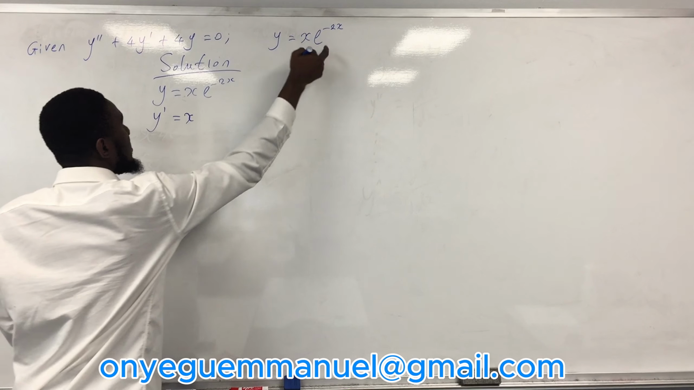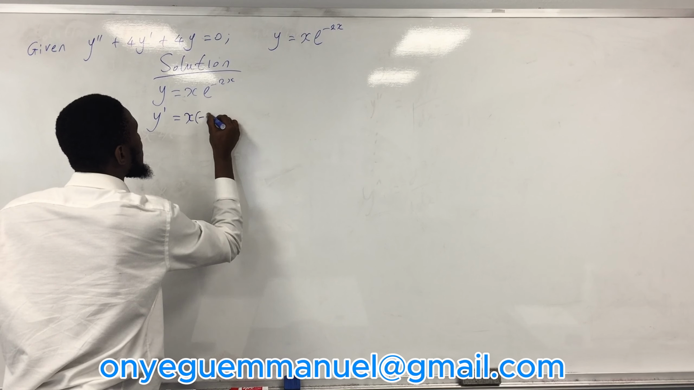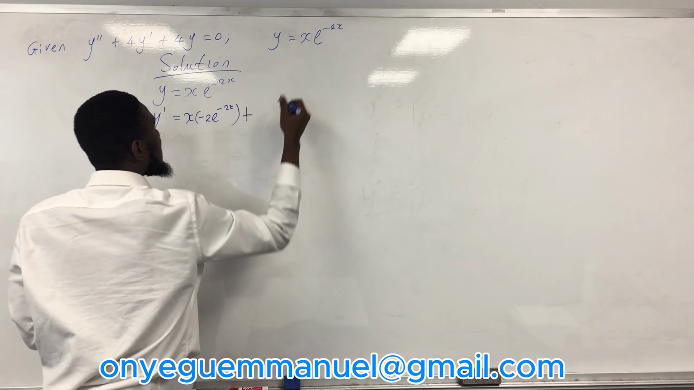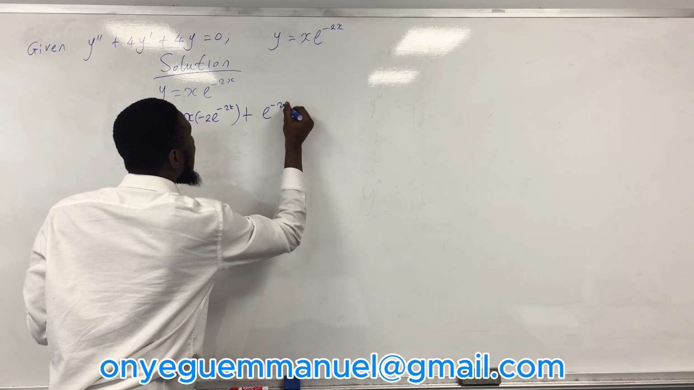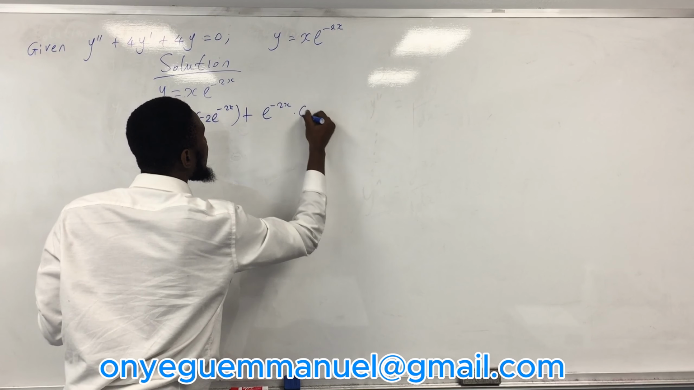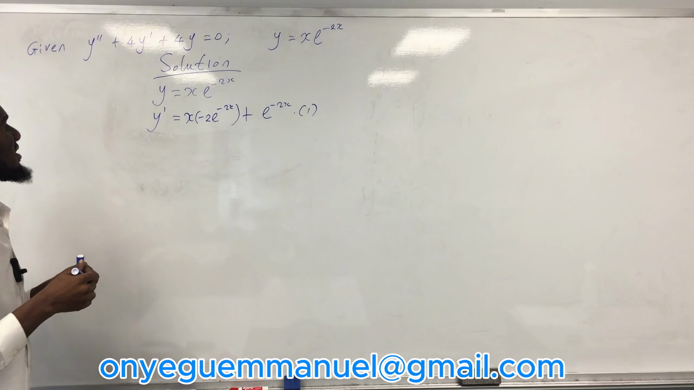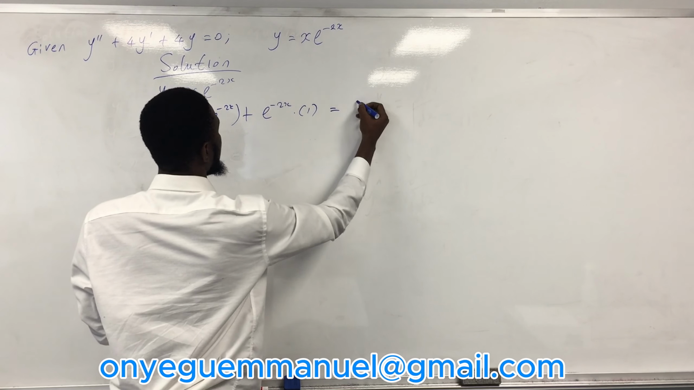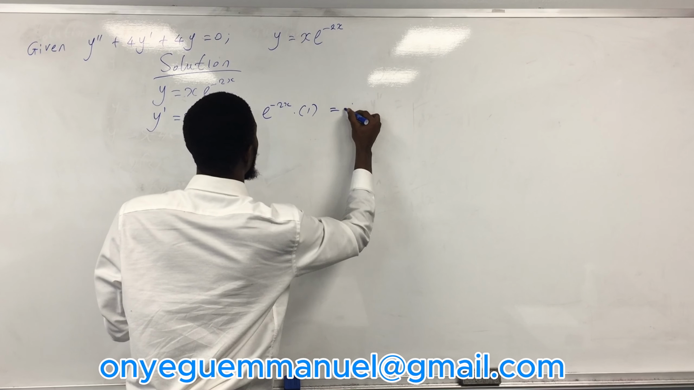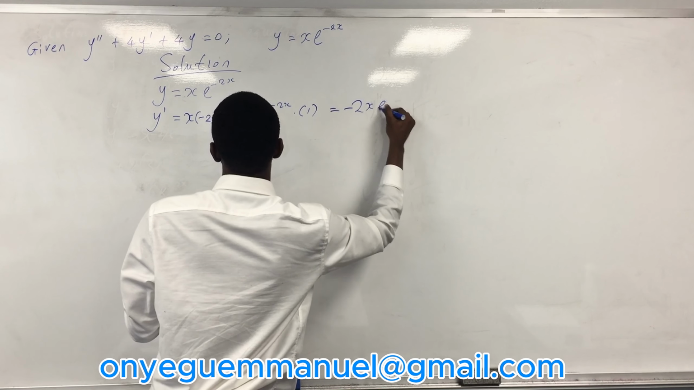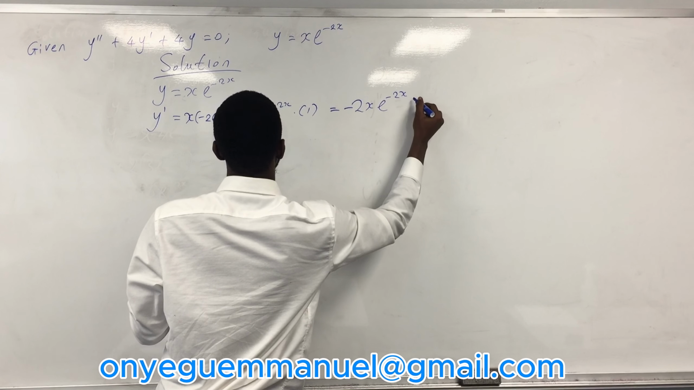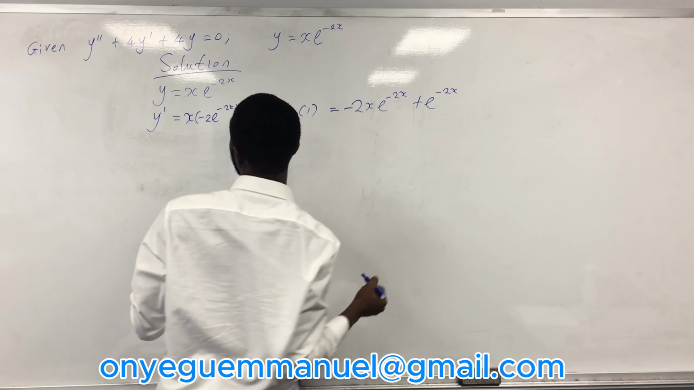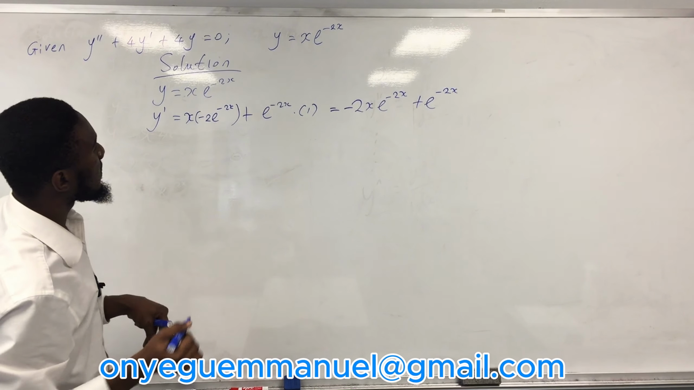Now you keep the first one and differentiate this with respect to x. You have minus 2 exponential minus 2x, plus you keep this second one and differentiate this with respect to x. You have 1. If we simplify, we have minus 2x exponential minus 2x plus exponential minus 2x. So this is your y prime.